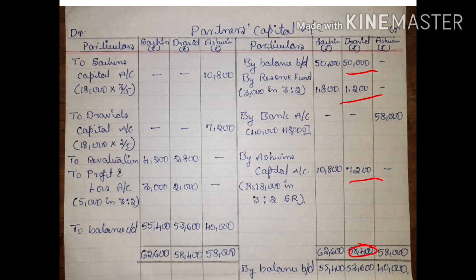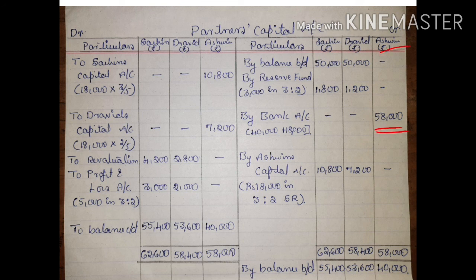58,400. Write down this amount, this side also 58,400, same. From this 58,400 deduct this item, that is 2,800 as well as 2,000. So the capital balance remaining after the addition in Dravid's capital account, how much? 53,600.